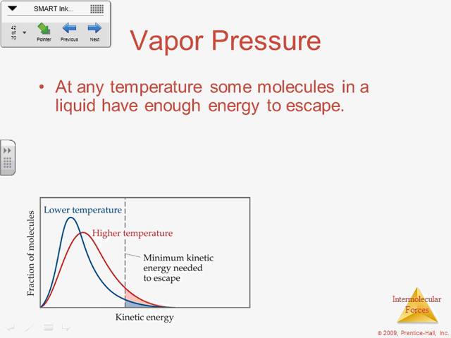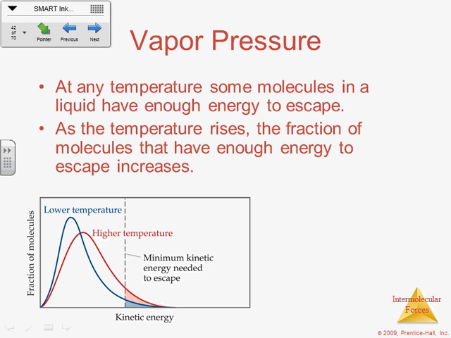Vapor pressure. I forgot about vapor pressure. I thought we were done. Okay, really quick here. Vapor pressure is caused because you have a liquid, and that liquid, some of the molecules at any given temperature will have enough energy to escape. So that's why we have to take into account the vapor pressure of water, even at room temperature, because some of that water will evaporate.